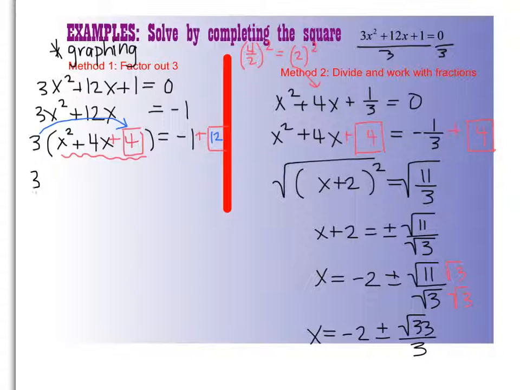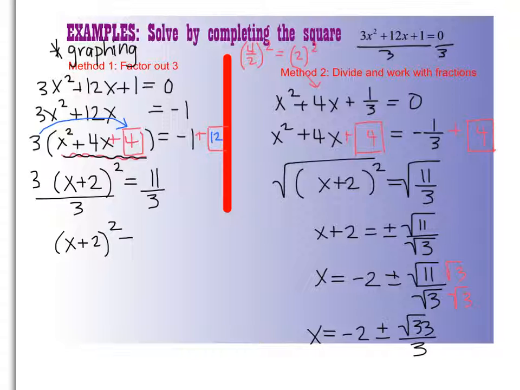So again, the point of completing the square is that this becomes a perfect square. So that's x plus 2 squared. On the right-hand side now we have 11. Before we take the square root of both sides, we'll divide by 3. We have x plus 2 squared equals 11 thirds. Now you can notice I'm just at the same point here. So everything after this is the same.